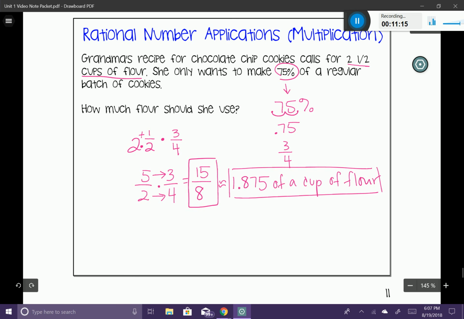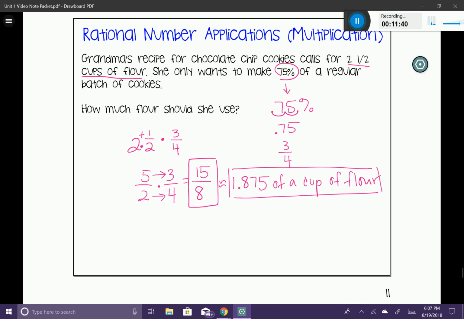Now, again, just to review what that actually means: 875 thousandths of a cup of flour. It's basically saying you're not making the whole recipe. You just want to make 3/4 of the recipe. So we had to multiply 3/4 by the amount of flour that is going to be used in the entire recipe. That's called the percent of a number.